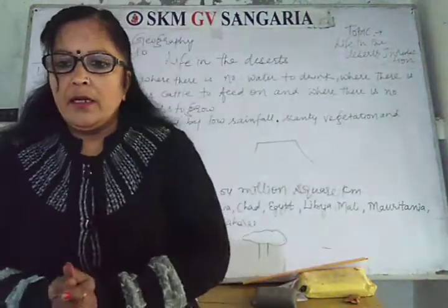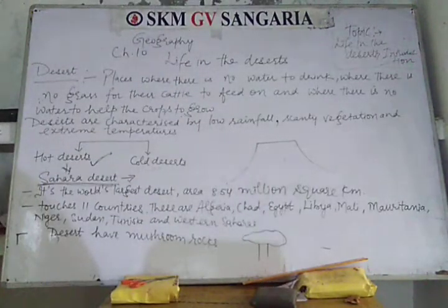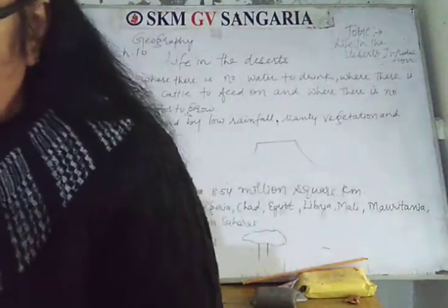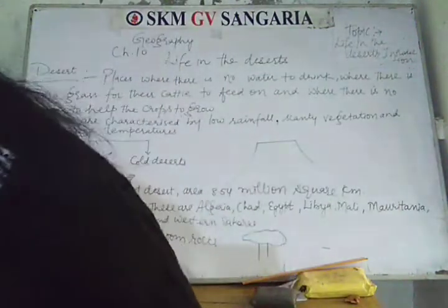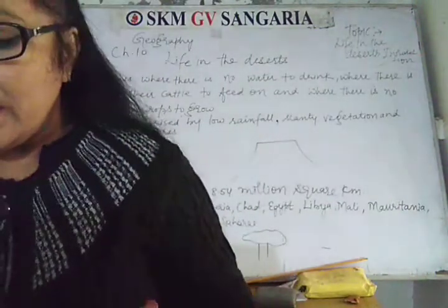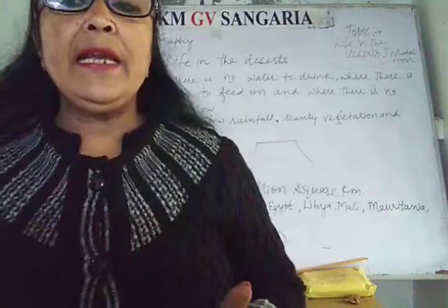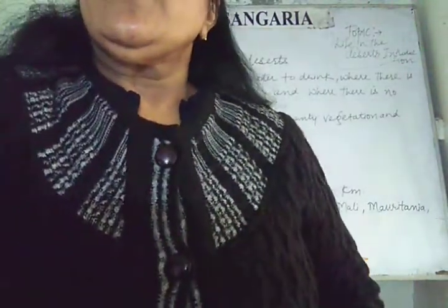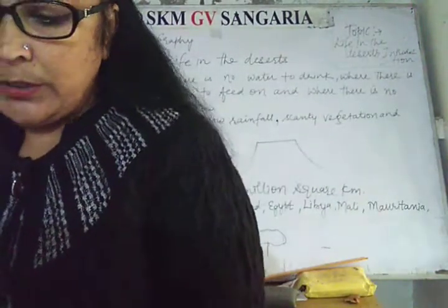Then it's the cold desert, Ladakh. After that, you will read about the cold desert, that is Ladakh. Ladakh is made up of two words. La means mountain pass, and Dak means country. So in the next video, we will learn about the cold desert.